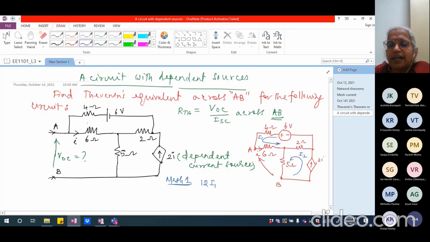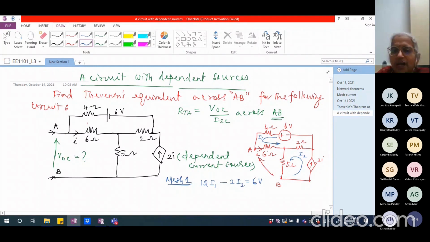And 2 is carrying the current which is corresponding to I1 as well as I2, right? So I'm going to write that as minus 2I2 equal to 6 volts. Okay, this is what is my first mesh 1 equation.